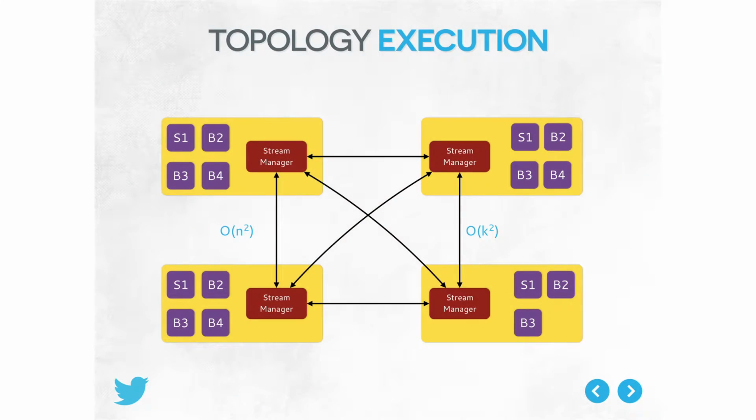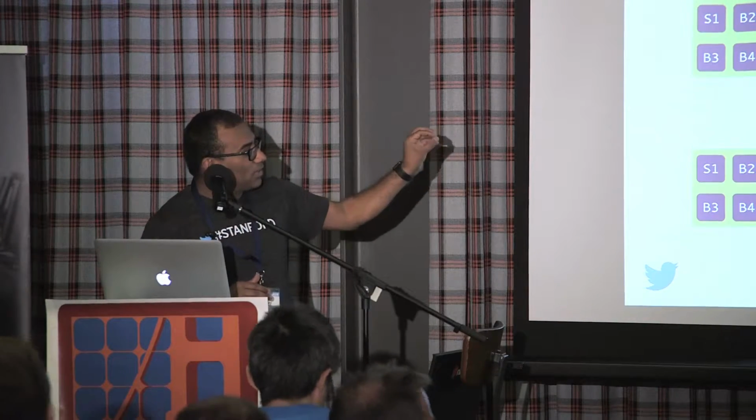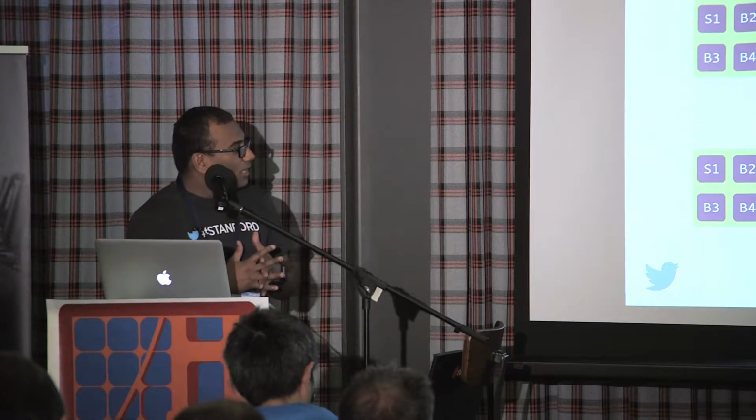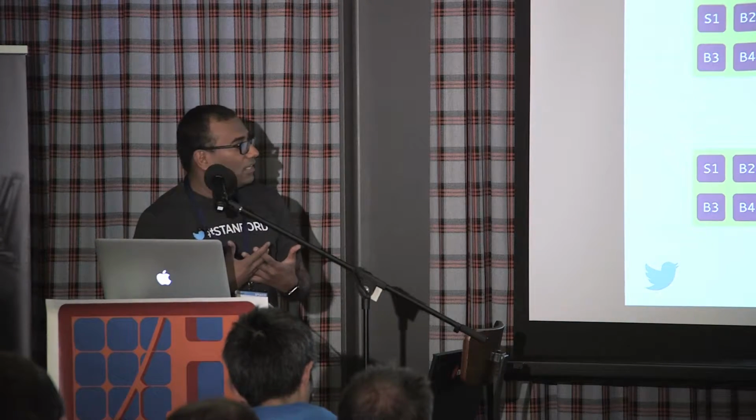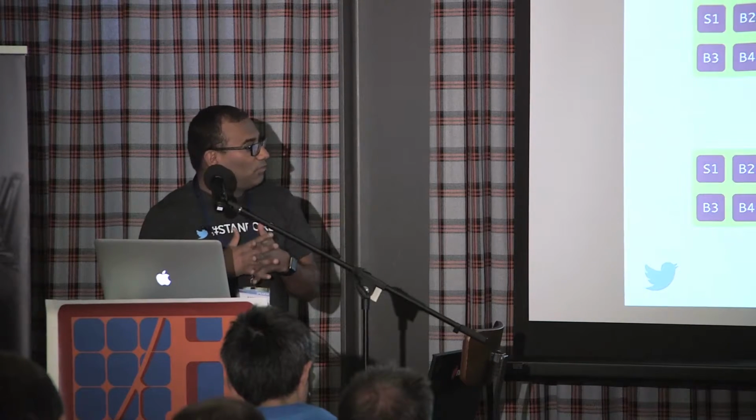So when the topology actually gets executed in the physical nodes, this is what you will see. You have these 4 containers, and some of the instances of the bolts and the spouts are running in these containers, and you have this notion of stream managers in each container, right? Once these containers come up, the stream managers form a fully connected graph where each stream manager connects to every other stream manager, and that's the only way they can start exchanging data right away.